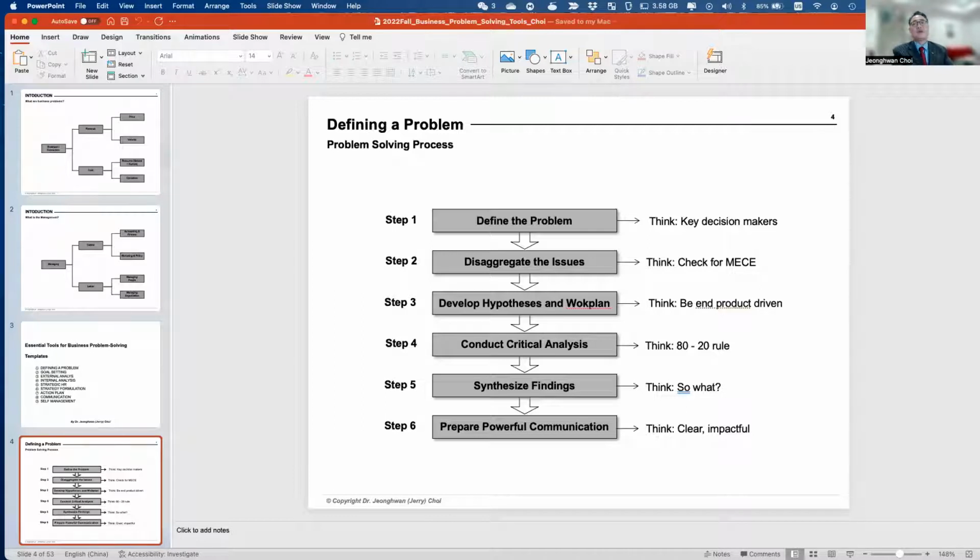However, when we conduct a critical analysis, we must think of this 80-20 rule. The 80-20 rule is frequently called the Pareto rule.